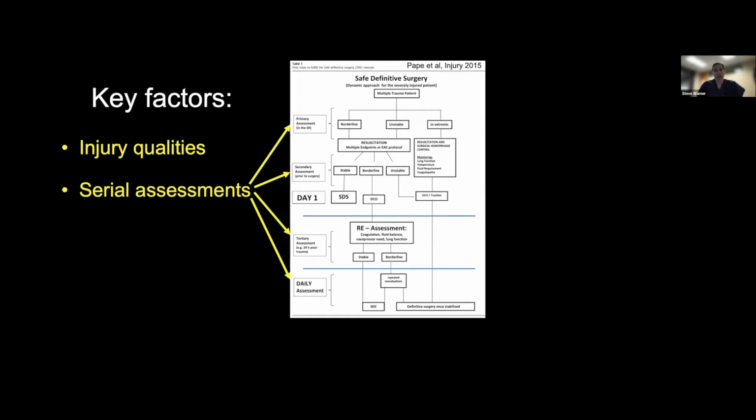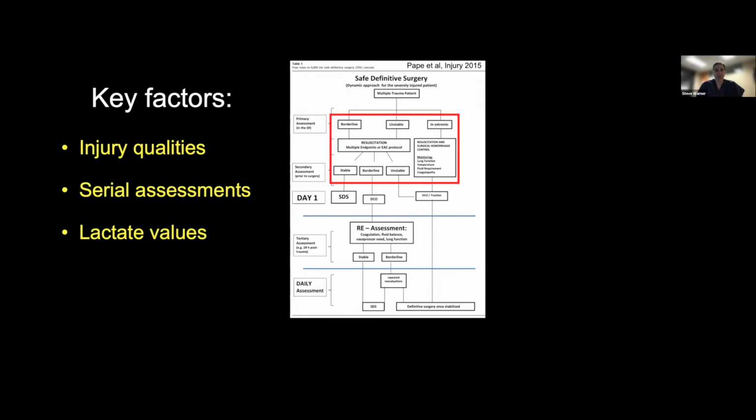Along the lines, another key factor in implementing an algorithm like this for a polytrauma patient is serial assessments. And so you're assessing this patient obviously when they get to the emergency room, but those assessments are going to repeat hour after hour and day after day as this patient undergoes resuscitation. That's a critical point in assessing when the patient is ready to go to the operating room, and what type of surgeries they're going to be amenable to have.